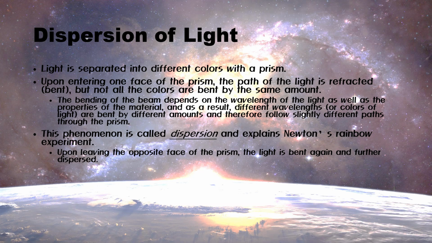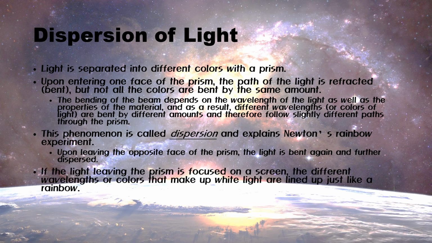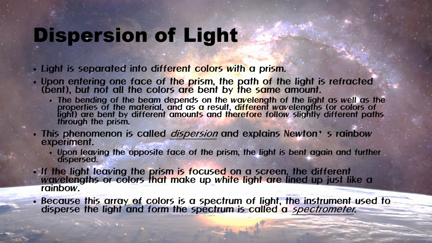Now, upon leaving the opposite face of the prism, light is bent again and further dispersed. If the light leaving the prism is focused on a screen, for example, the different wavelengths or colors that make up the white light are lined up pretty much like a rainbow. Because this array of colors is a spectrum of light, we don't have hard lines defining where one color ends. The instrument used to disperse the light and form the spectrum is called a spectrometer.